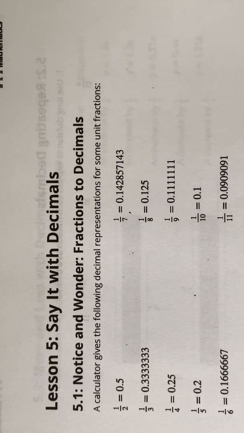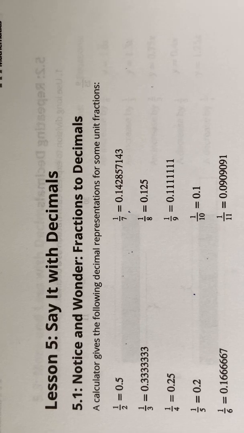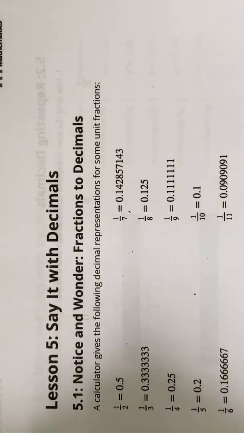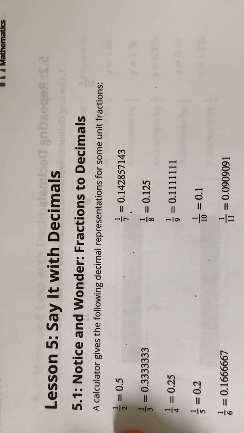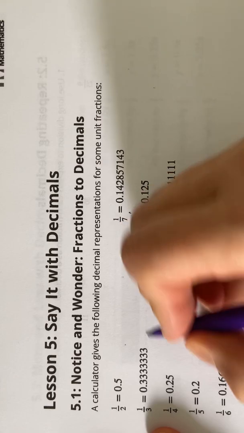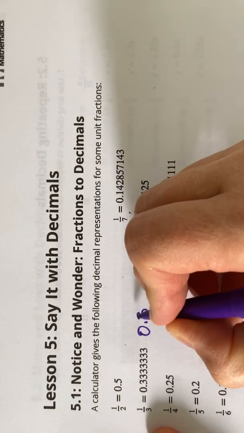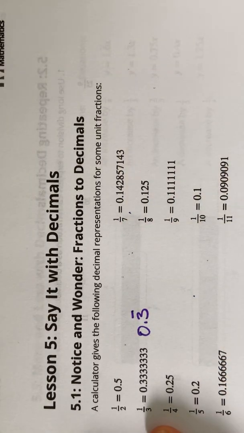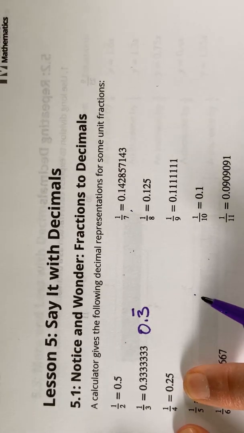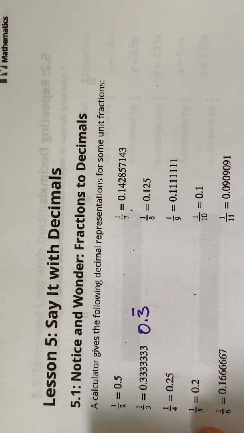All right, so we are going to start changing decimals to fractions, okay? So this part just says, notice and wonder, fractions to decimal. So we know 1/2 hopefully is 0.5. 1/3 is 0.33333. And remember, we write that as 0.3 repeating. That's the repeating sign for when a decimal repeats. 1/4 is 0.25. A quarter is 1/4 of a dollar.